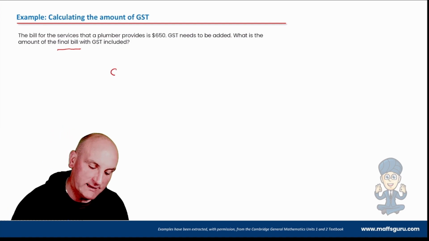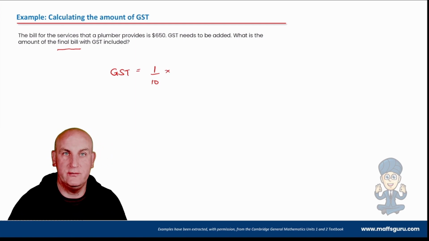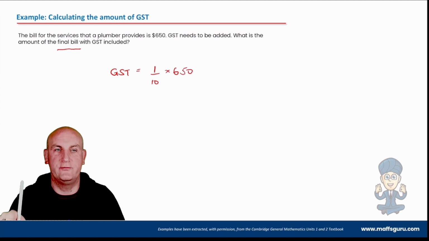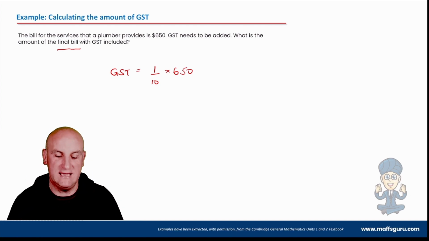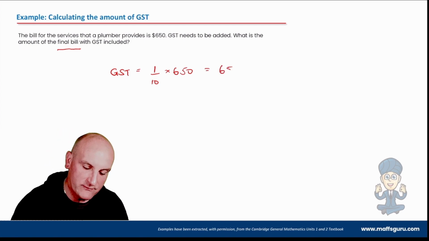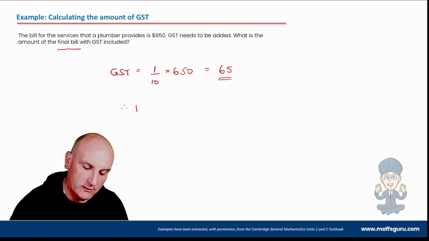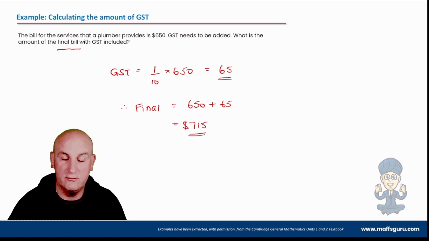So I now know that the GST is going to be 1/10 of what it is I'm adding on to, so $650 here. Again, I'm going to do this in my head. I know that I can divide by 10 just by moving the decimal point one place to the left, and that's going to give me $65. And again, because it now wants the final bill, I'm going to say, therefore, my final bill would be equal to 650 plus the 65, which gives me 715. And don't forget your unit, $715.